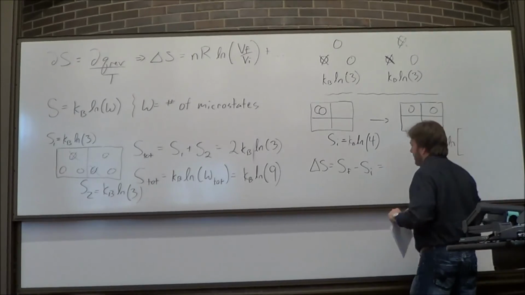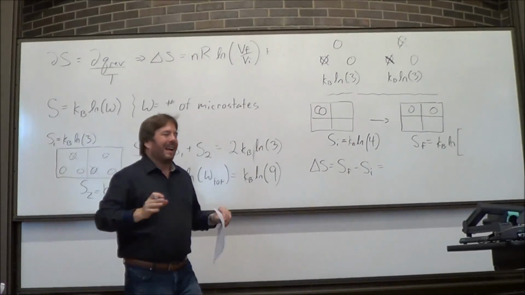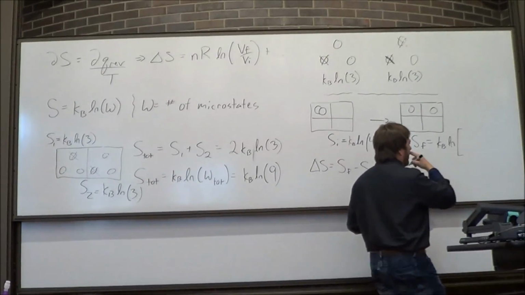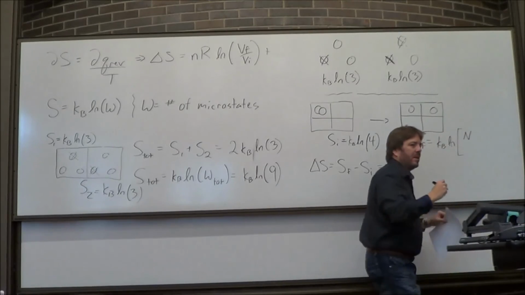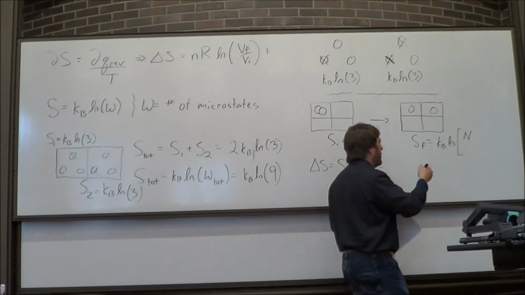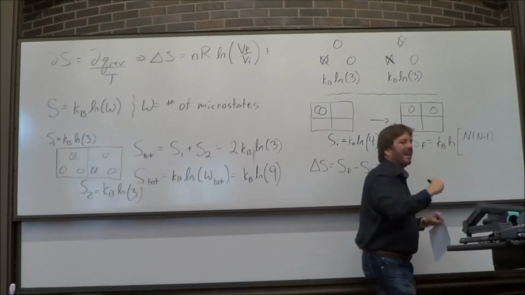Because I had to look it up on Wikipedia. It turns out that the first molecule has n number of boxes, so you might want to write down n as the number of boxes, so it's 4. And the second molecule has n minus 1 number of boxes.